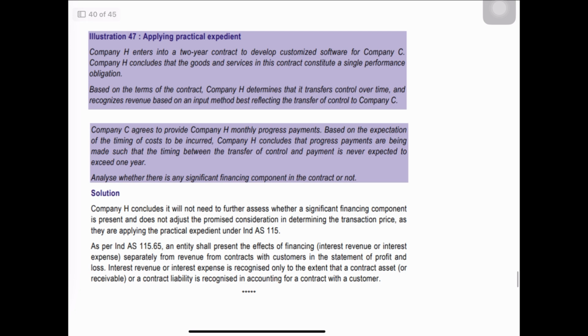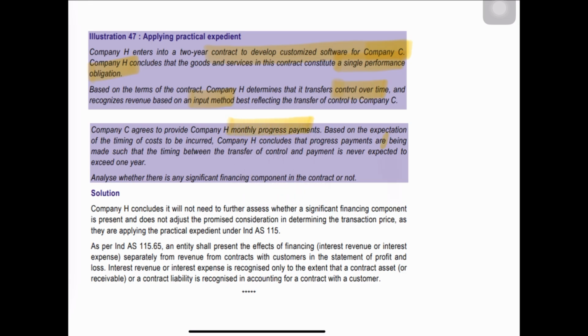Okay, so please go through illustration 47. So here company H enters into a 2-year contract to develop customized software for company C. So customized software is getting developed for customer C, and company H concludes that the goods and services in this contract constitute a single performance obligation. Okay, and based on the terms of the contract, company H determines that it transfers control over time and recognizes the revenue based on the input method. Okay, and company C agrees to provide company H monthly progress payments.